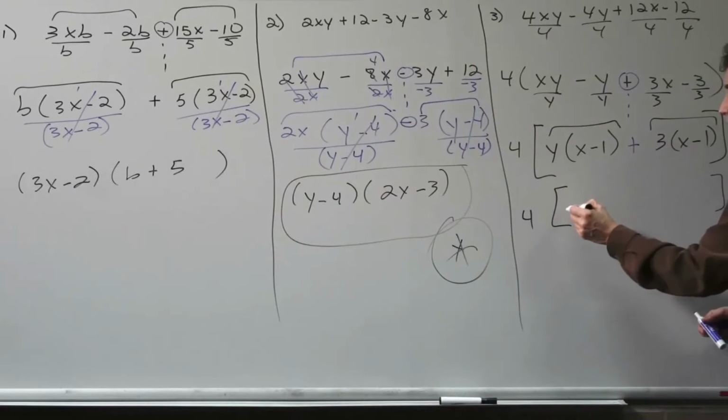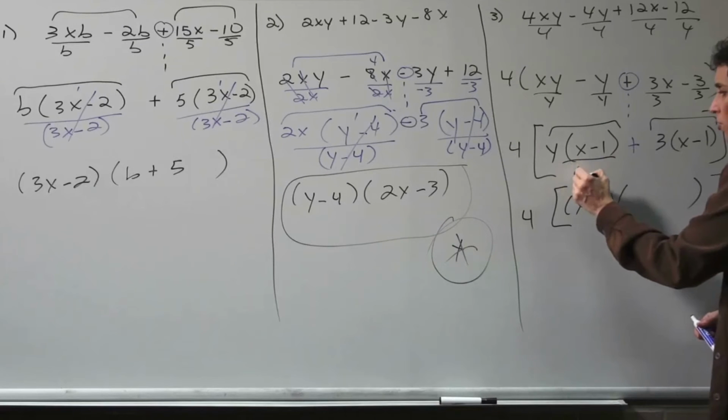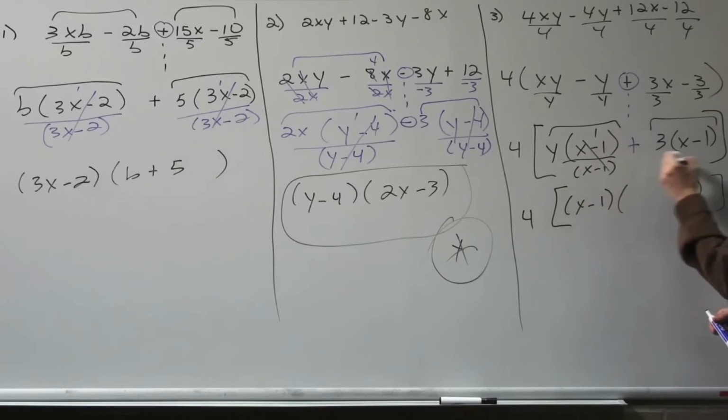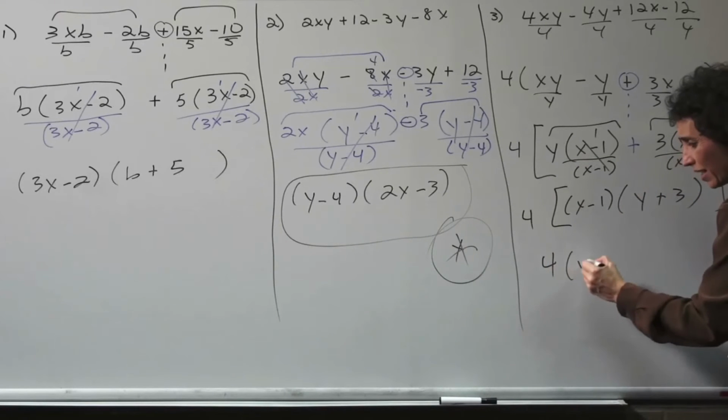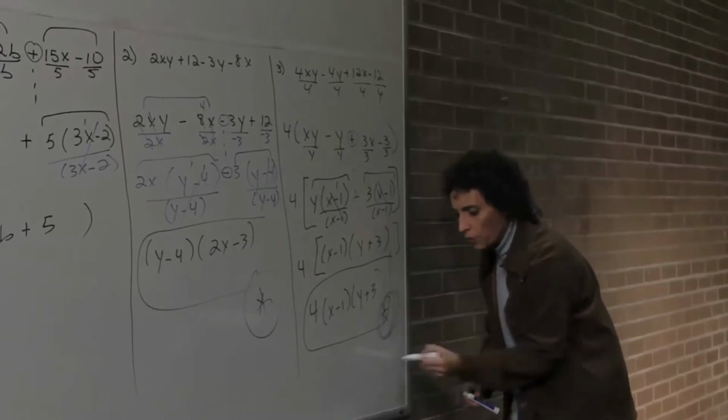So here we go. x minus 1 is our common factor. We make a big set of parentheses. We divide by x minus 1, and we get y plus 3. And now I can just write it like this. This is absolutely equivalent to what's above. And I am absolutely, absolutely done.